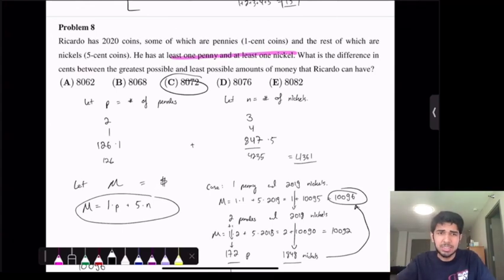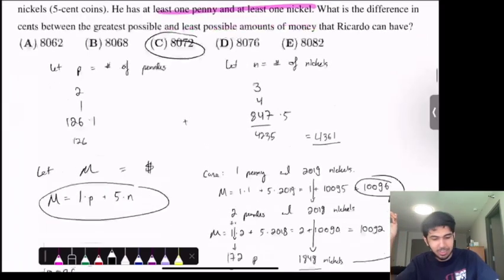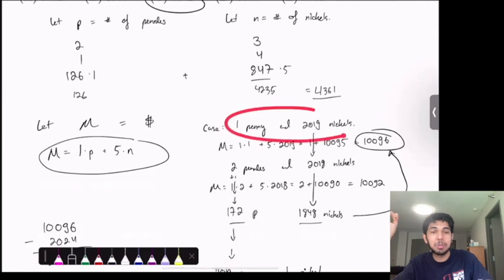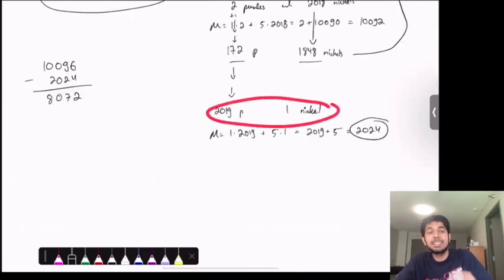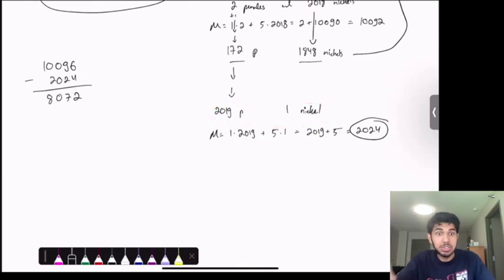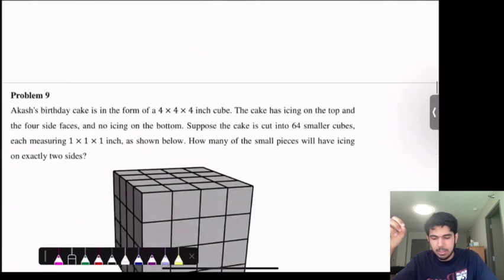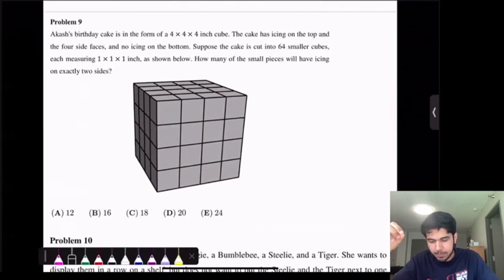When it comes to maximization and minimization things, you just want to consider the extreme cases. That's what we did here. We considered the extreme case where we had the most amount of nickels, and the other extreme where we had the least amount of nickels or the most amount of pennies. That's how we approach these problems. Let's move on to question 9.